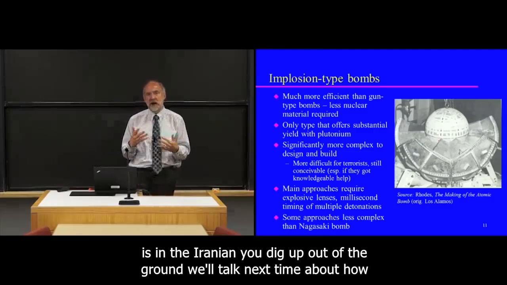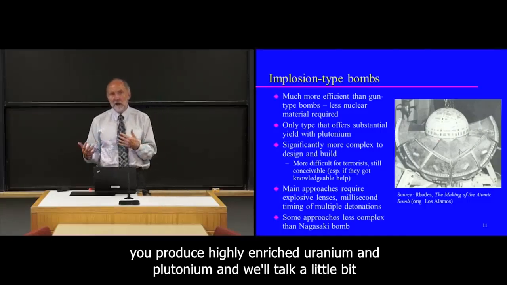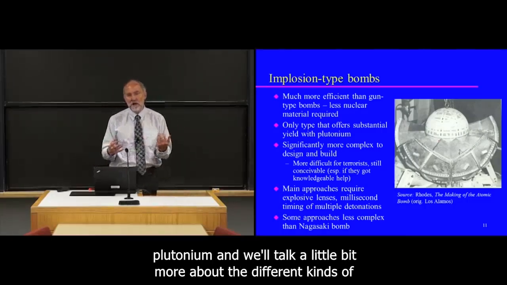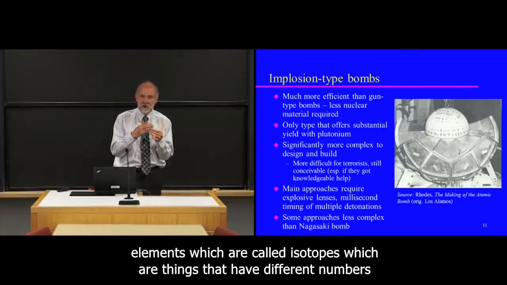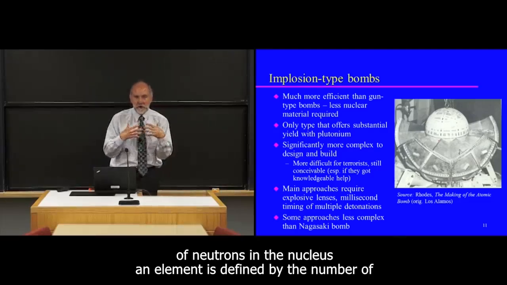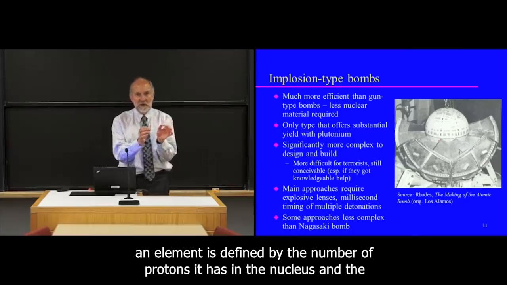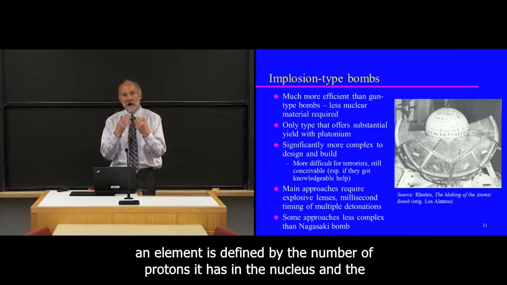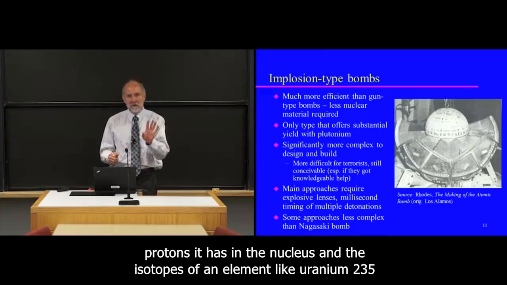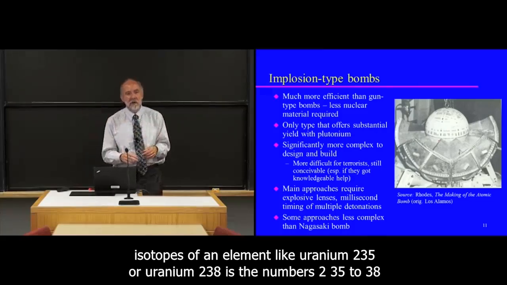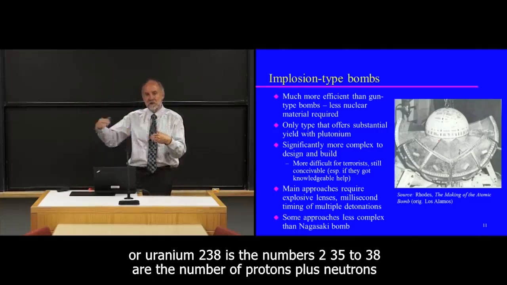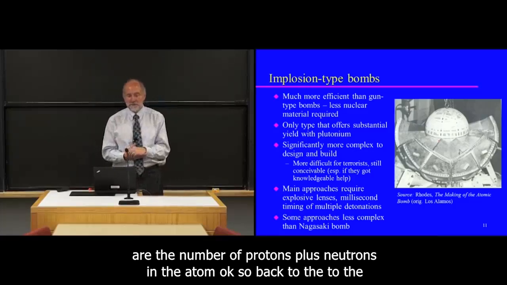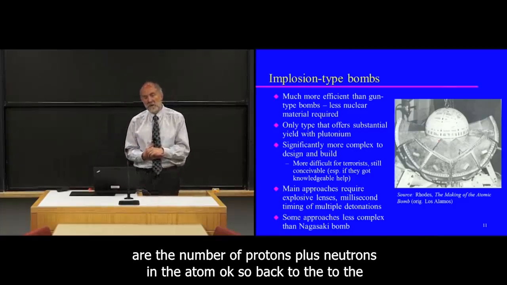We'll talk next time about how you produce highly enriched uranium and plutonium, and we'll talk a little bit more about the different kinds of elements which are called isotopes, which are things that have different numbers of neutrons in the nucleus. An element is defined by the number of protons it has in the nucleus, and the isotope of an element, like uranium-235 or uranium-238, those numbers, 235, 238, are the number of protons plus neutrons in the atom. Okay, so back to the implosion-type bomb.